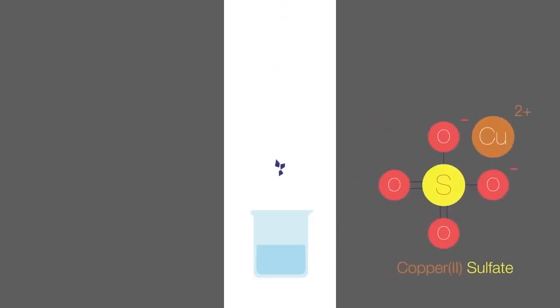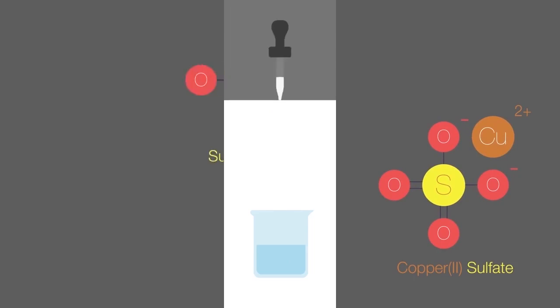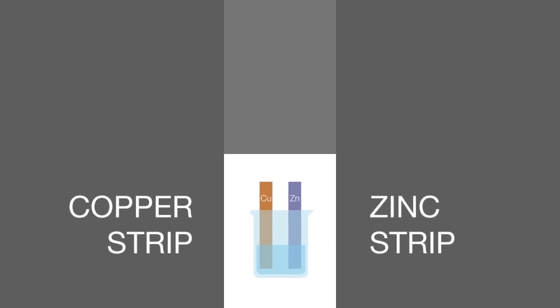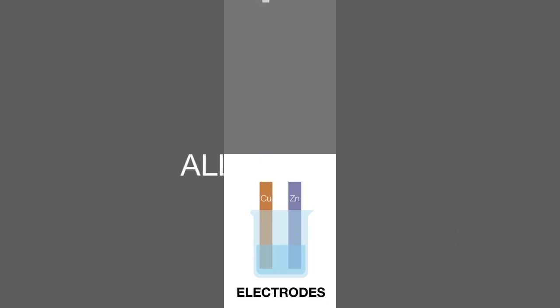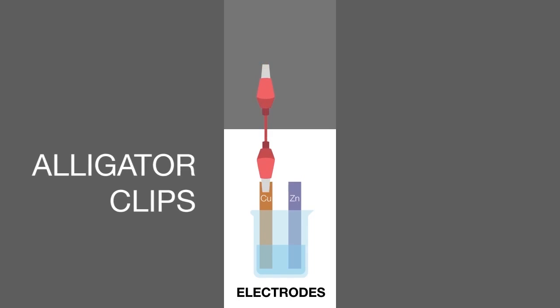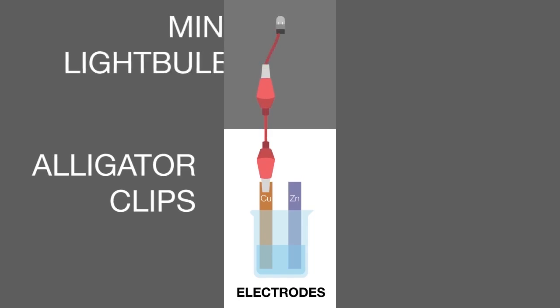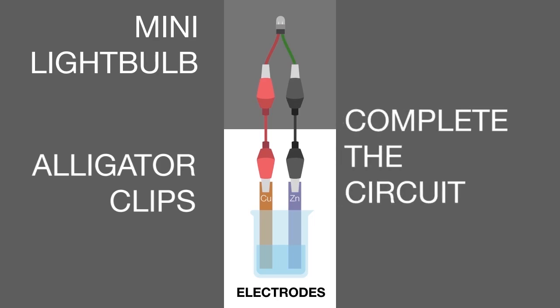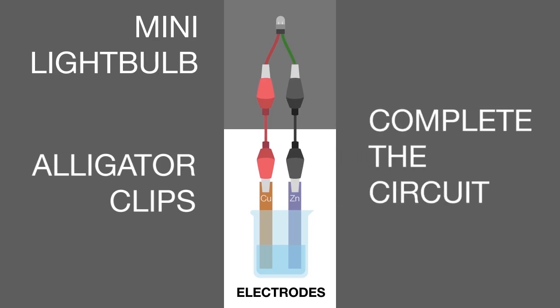We can dissolve copper-2 sulfate in water in a beaker, add a few drops of sulfuric acid, and place a strip of copper and a strip of zinc into the solution. These will act as electrodes. Using two alligator clips, connect one strip to one end of the mini light bulb and another strip to the other end, completing the circuit. You will see that the light bulb lights up. Hence, the solution conducts electricity.